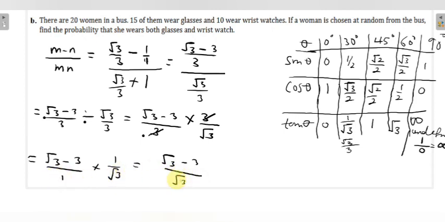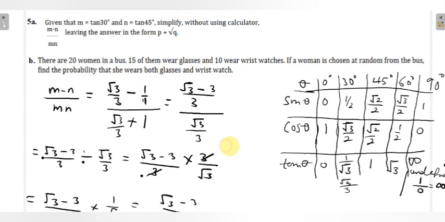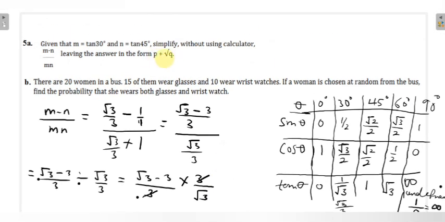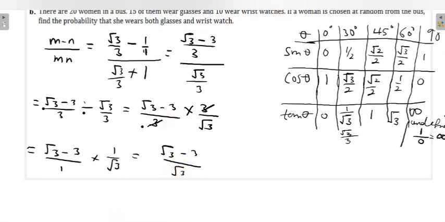Now the roots at the bottom, you can't leave the roots at the bottom. And from the question, we're asked to leave our answer in the form of p plus root 3. So roots cannot be at the denominator. So what you have to do is to multiply by root 3 at the top and at the bottom. This is called rationalization.